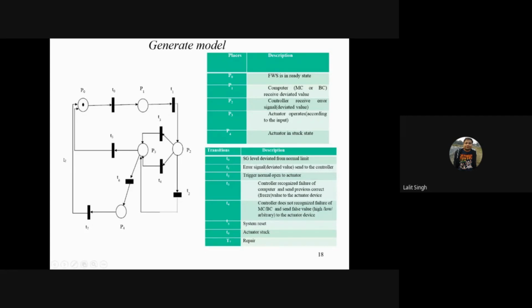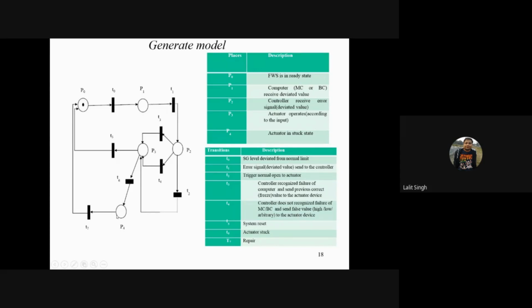And then P3 means it actuates the actuator according to the information that it receives. And then T5 means, okay, we can reset the system. And T6, there is a possibility that the actuator can get stuck in between also. If, because of some mechanical failure, I'm trying to open the valve but it got stuck, then definitely I'll have to change the state.